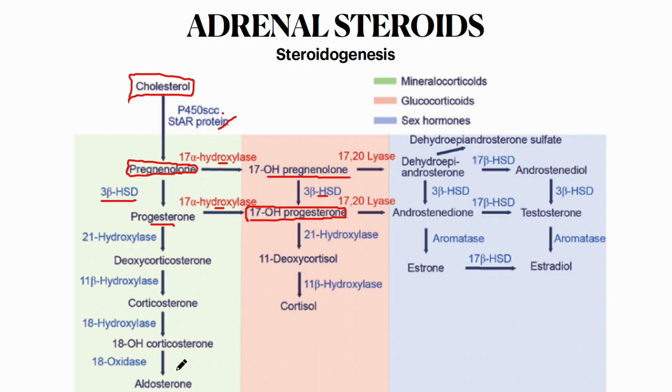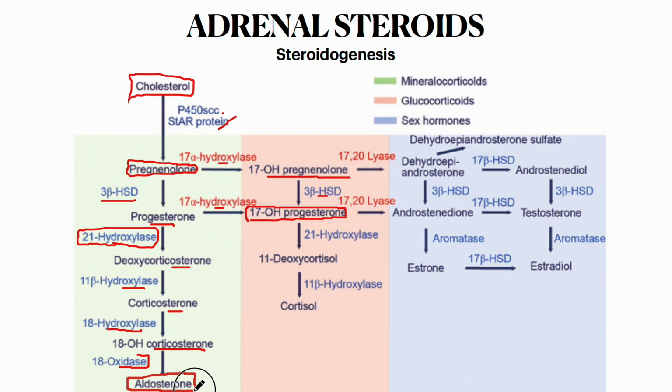So in mineralocorticoids, to form aldosterone, what actually happens is that progesterone, in the presence of the 21 hydroxylase enzyme, which is very important for our congenital adrenal hyperplasia, because this is the most common enzyme that is deficient, that is lacking in that lesion, right? In the presence of 21 hydroxylase, progesterone will turn into deoxycorticosterone, and with 11 beta hydroxylase, it will turn into corticosterone, and in the presence of 18 hydroxylase, it will turn into 18 hydroxy corticosterone, and then in the presence of 18 oxidase, it will form aldosterone, right?